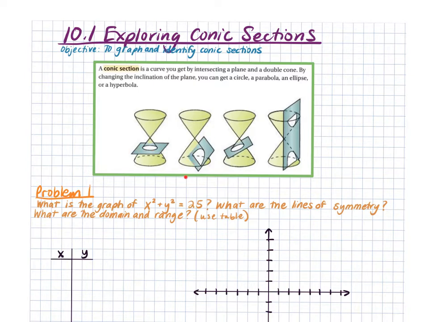If you cut at a diagonal, just one of the edges, you get a parabola. If you cut just one of the cones directly through, but on a diagonal, you get an ellipse. And if you cut perpendicular to the base here, you get what is called a hyperbola. So it's like two sides of a parabola. So those are conic sections.